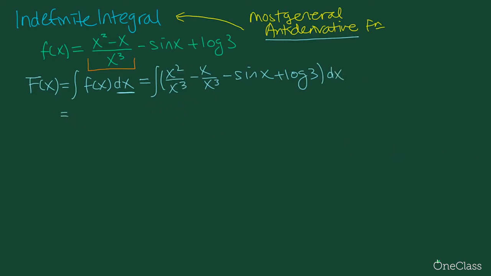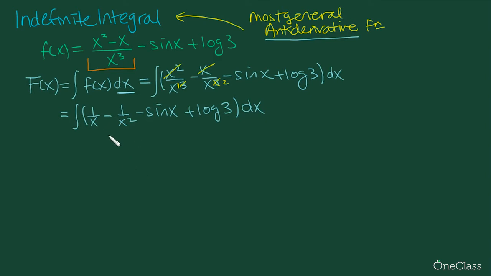So we can simplify these things. You can cancel this and then the power will be just 1. And you can cancel this and the power will change to 2. So the integral is 1 over x minus 1 over x to the power of 2 minus sine x plus log 3 dx.